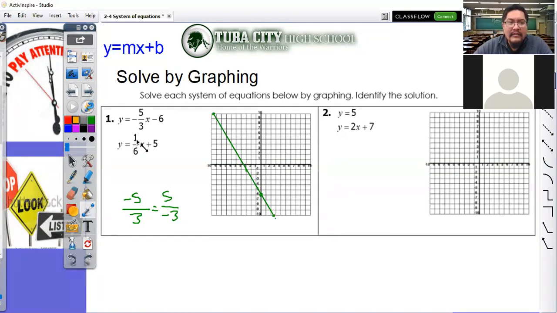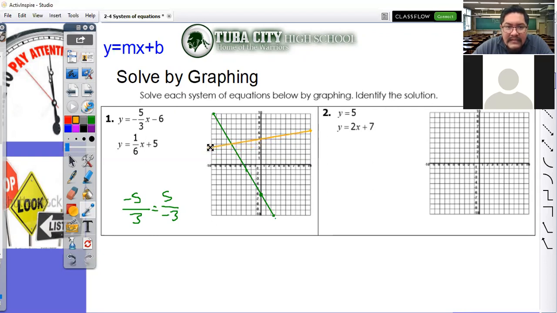Okay, now let's go ahead and graph this second line. So start with the b value. So in this case here, it's 5. So I'm going to start at 5. And then we're going to follow the slope. So in this case here, I have a rise of 1. So I go up 1, and now I have to go over 6. So that's 3, 4, 5, 6. Try my best to go through that line. And again, go all the way to the end of the graph.